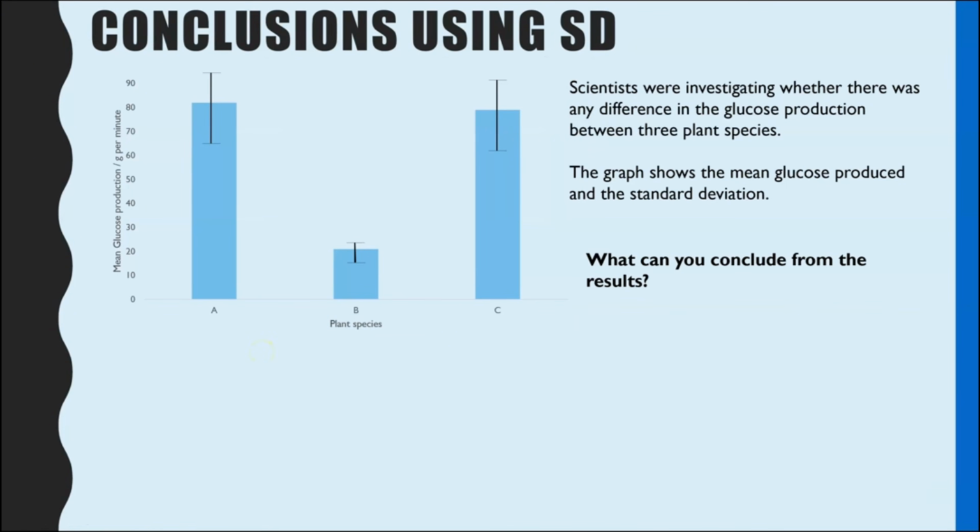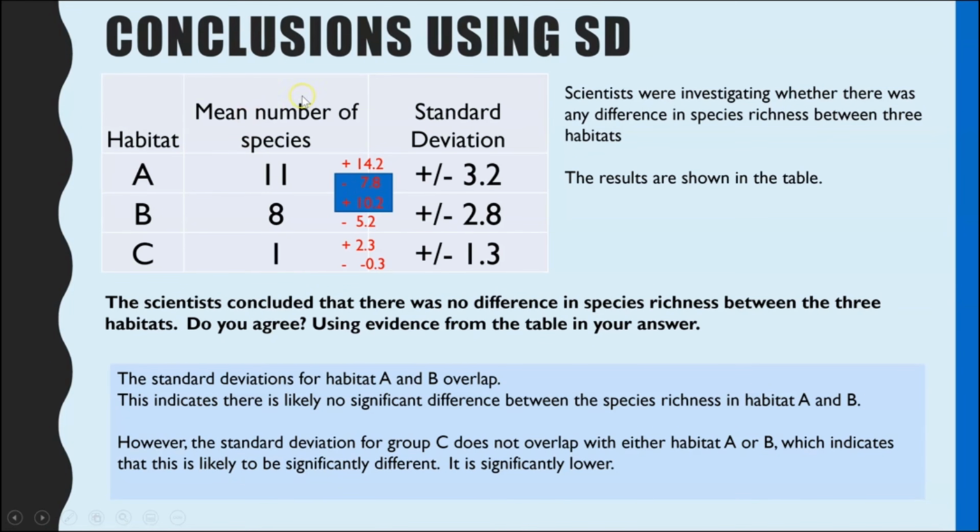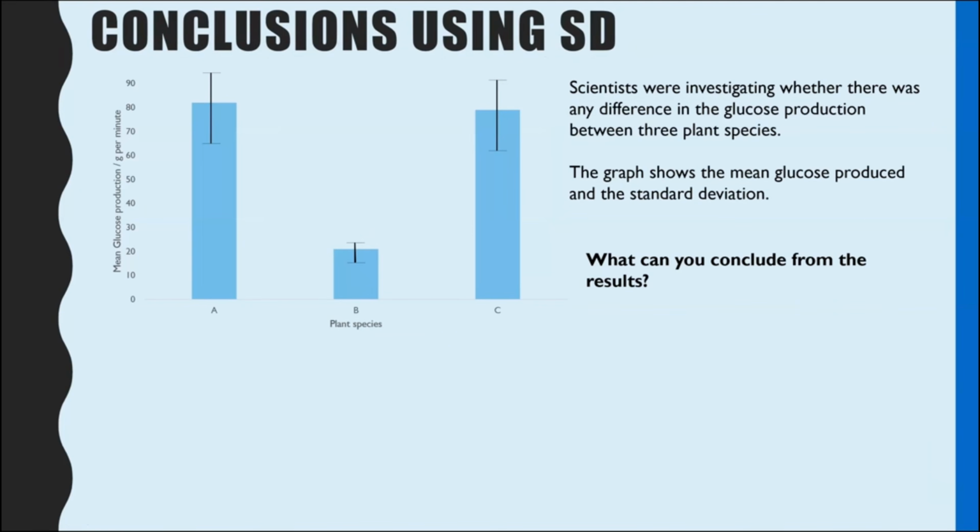So this is actually the easier way to visualize it, where you are given the mean and the standard deviation shown on a graph, rather than being shown as a table and you having to calculate the top end and lower end and visualizing, is there an overlap? So this one's much clearer. So again, it always starts with what the scientists are investigating. And this time it's whether there was any difference in the mean glucose production between 3 plant species. And that would be within photosynthesis.